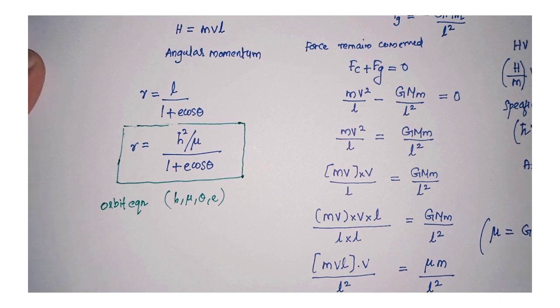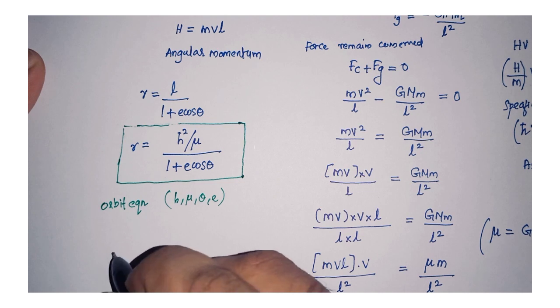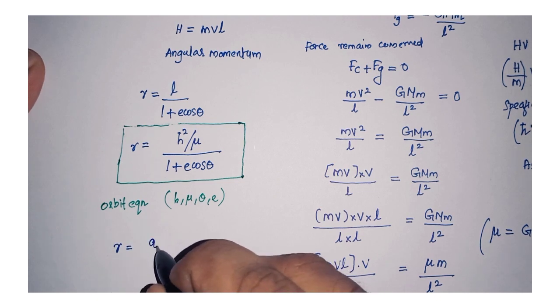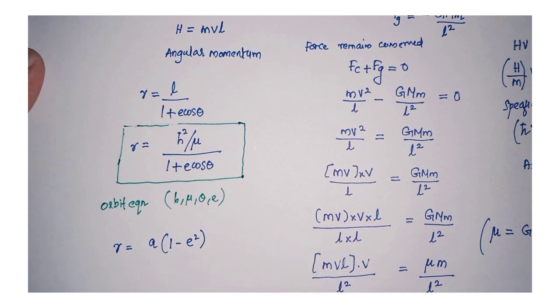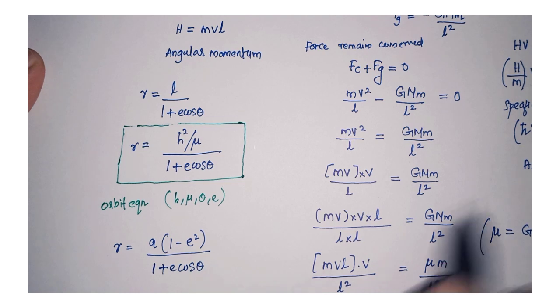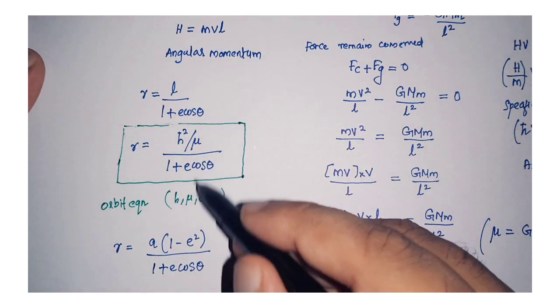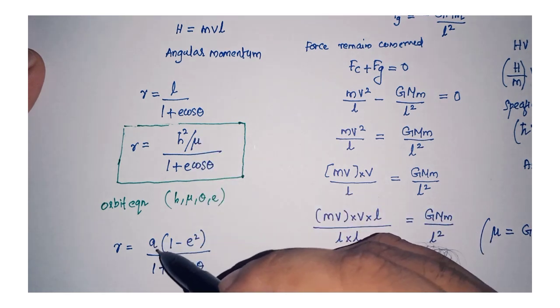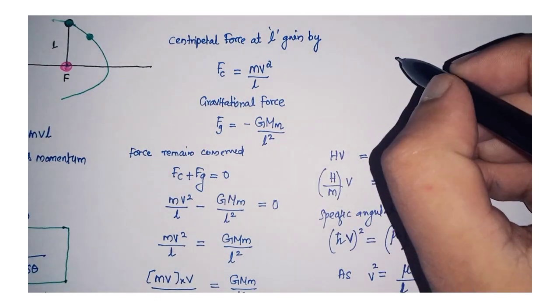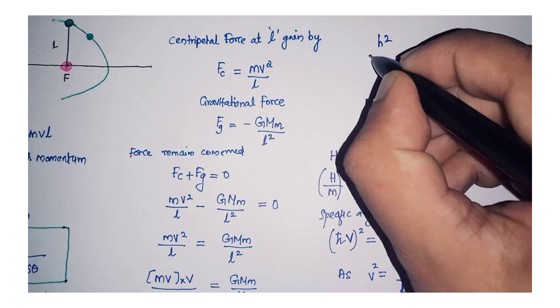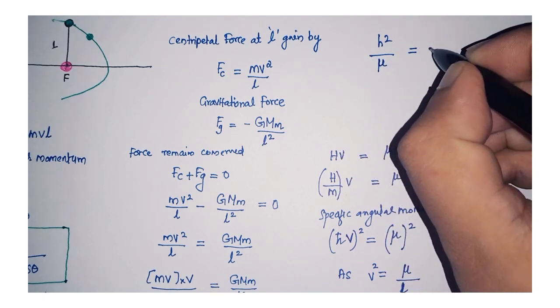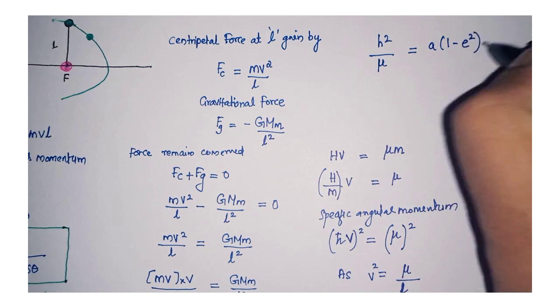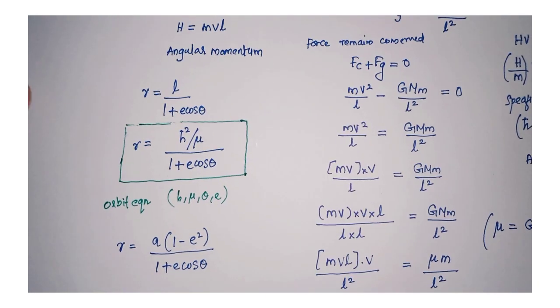So if you recall the previous equation, I'll write that also here, so it will be clear for you. That is going to be r is equal to a into 1 minus e square divided by 1 plus e cos theta. Okay, now if you compare the two equations, you can see h square by mu is equal to the numerator term over here, a into 1 minus e square. So that is an additional work that we are going to do here. So h square by mu is equal to a into 1 minus e square from the two equations. If you see here, it's quite visible.